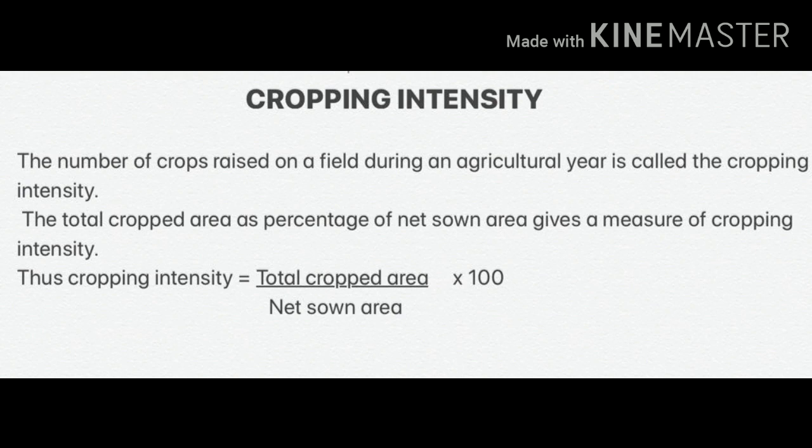Well, cropping intensity varies from 100% in Manipur and Mizoram to 191.2% in Punjab in 2011-12. This is followed by Haryana at 184.7%, West Bengal at 179.9%, Sikkim, Himachal Pradesh, and Uttarakhand.